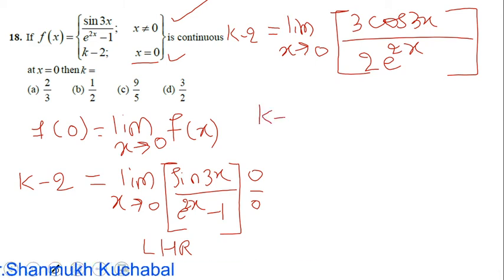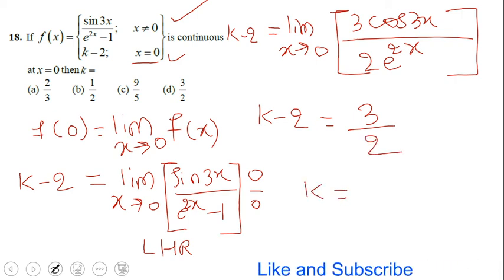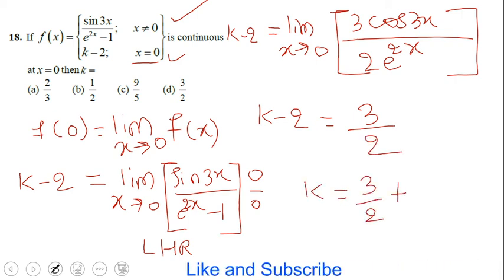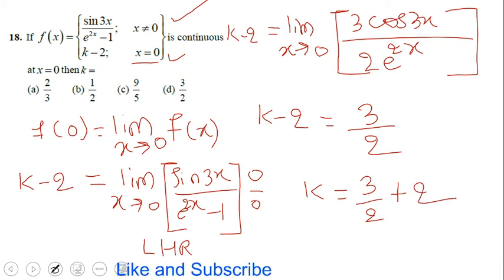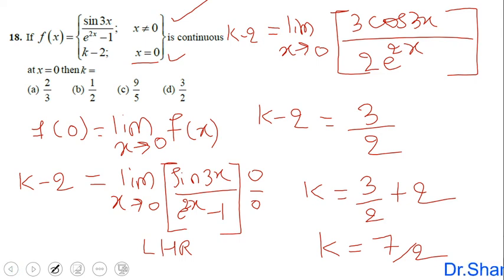So we get the LHS as it is. The RHS is cos 3 into 0, cos 0. Cos 0 is 1. 1 into 3 is 3, divided by e raised to 0. E raised to 0 is 1. So 1 into 2, 2 we get. So k equals 3 by 2 plus 2. Simplifying this, we get the k value as 7 divided by 2. So this option is not there. So for this particular question, all the students got grace marks here. So the correct option is k equal to 7 by 2.